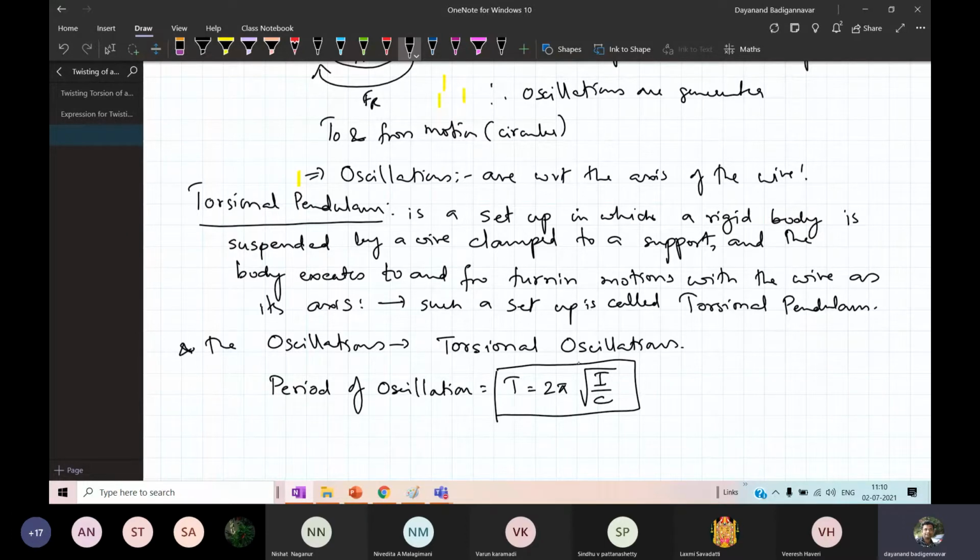What is this T? Obviously, this is time, so it will be in terms of seconds. Okay. I is the moment of inertia. It is called the moment of inertia of the rigid body that is clamped to the wire.